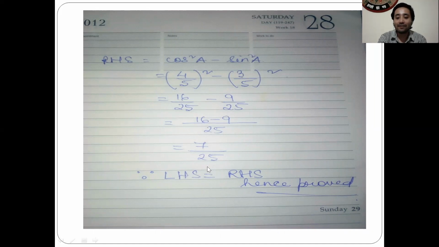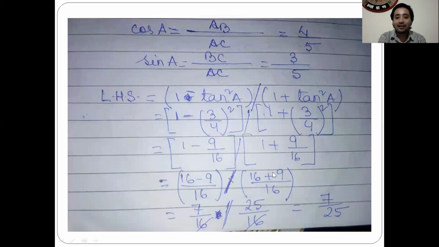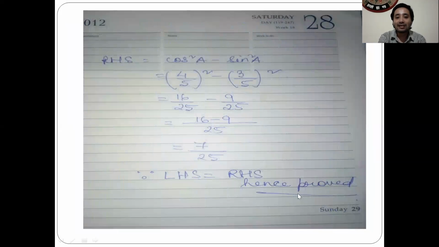16 minus 9 is 7 by 25. So if you look here, left hand side we have found to be 7 by 25. Here also right hand side we have found to be 7 by 25. So we can easily say that the equation holds because the value of the left hand side is equal to the value of the right hand side.